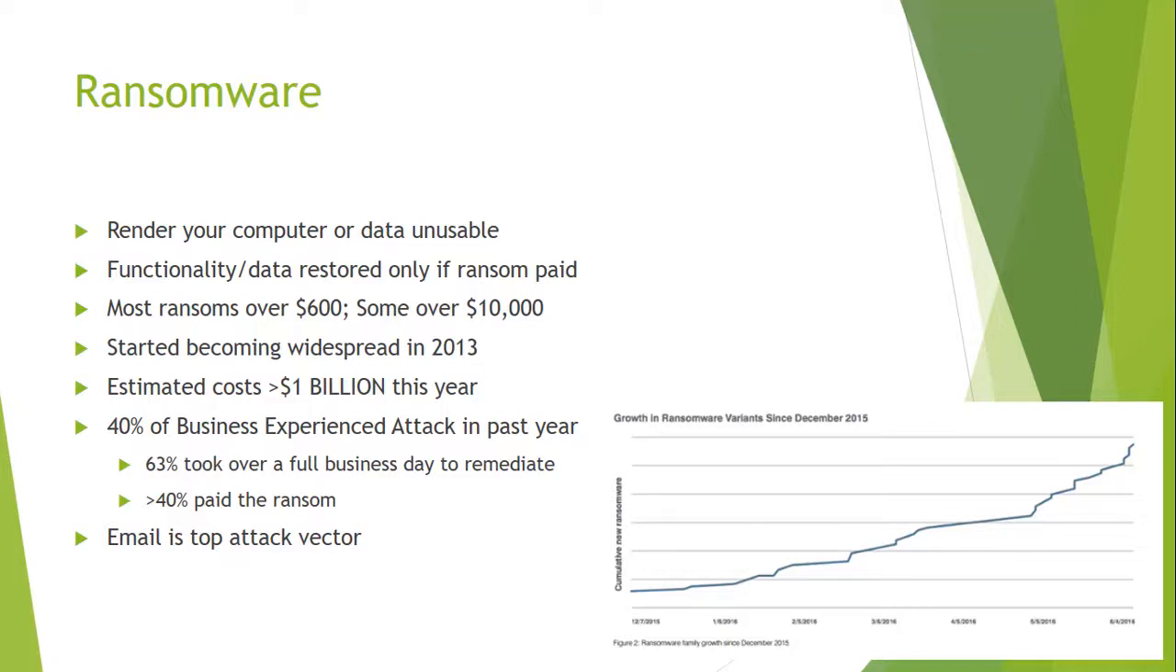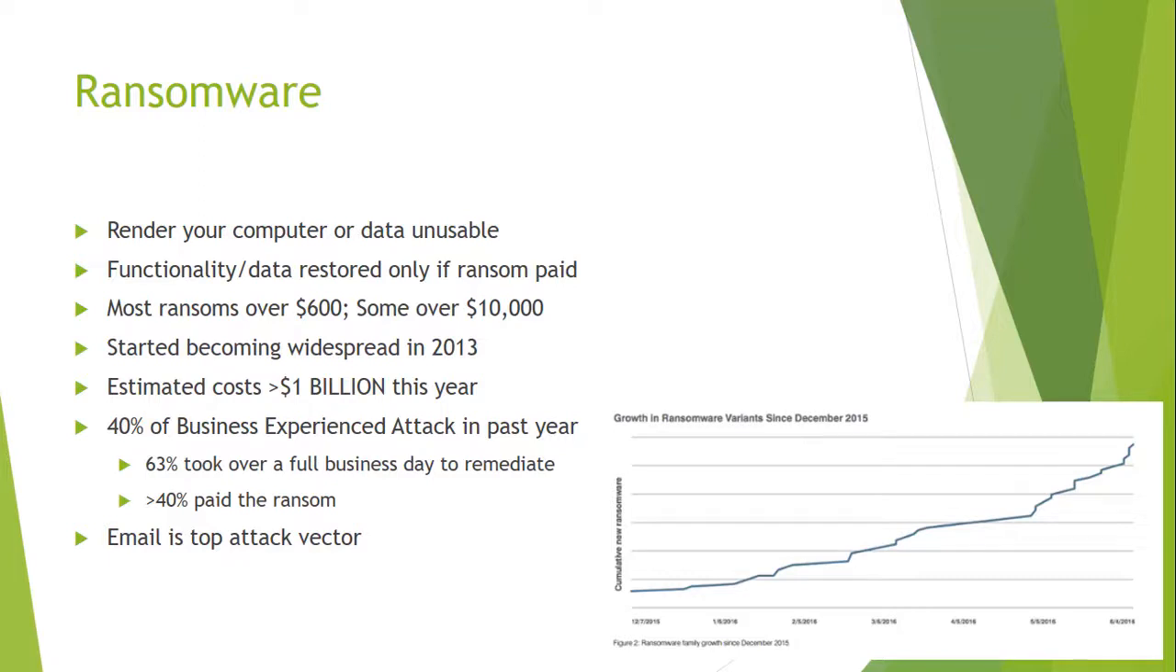So, as I mentioned, ransomware is relatively new. It only became widespread around 2013, but since then it's really taken off. Estimated just this year alone, we expect that it'll cost U.S. businesses over $1 billion, and a lot of people have dealt with it. Over 40% of businesses have experienced some kind of attack, and a lot of them ended up paying the ransom because they did not have adequate protections in place or disaster recovery plans. Those that did, most took over a full business day to recover, which meant their business was not operational for that time.